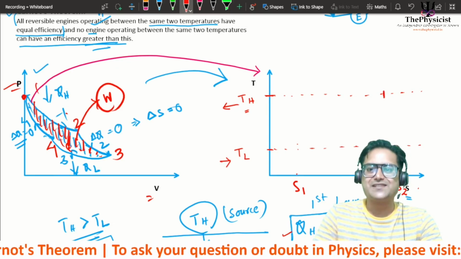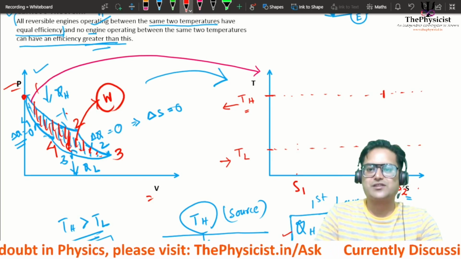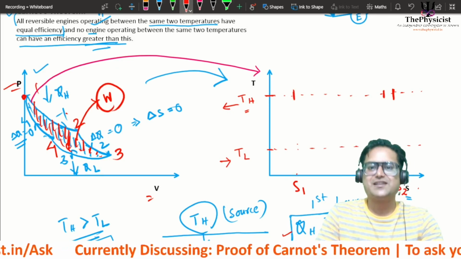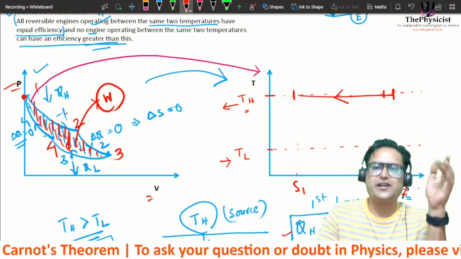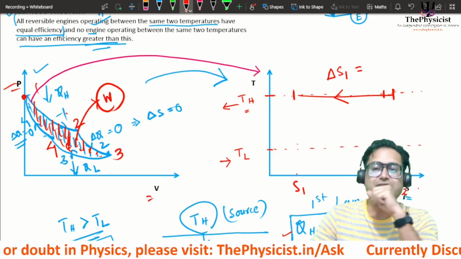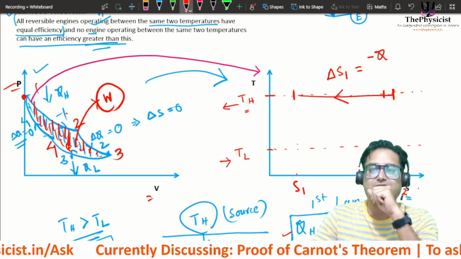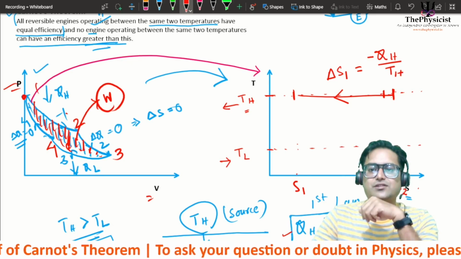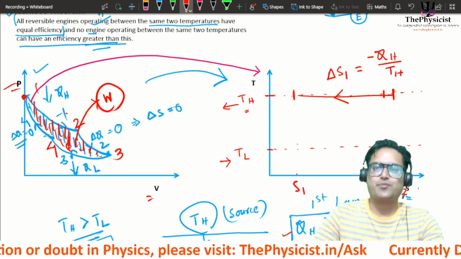Heat is being removed from TH and heat is being supplied to the sink. So here, let's suppose initially there was some higher entropy S2 here. Since the reservoir is losing heat, its entropy will decrease. Let's call it delta S1. How much heat is it losing? Delta S1 is minus QH by TH. Yes, because it's a constant temperature case, so we don't have to take the calculus approach here.